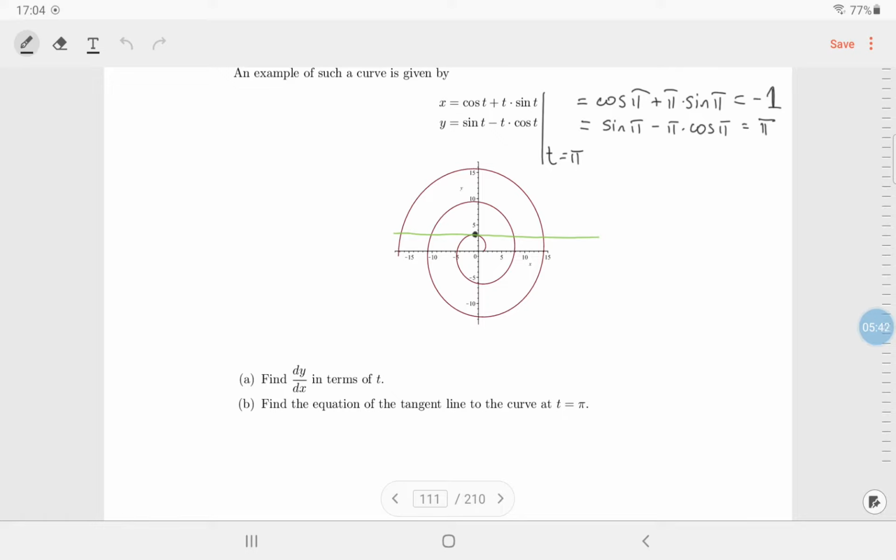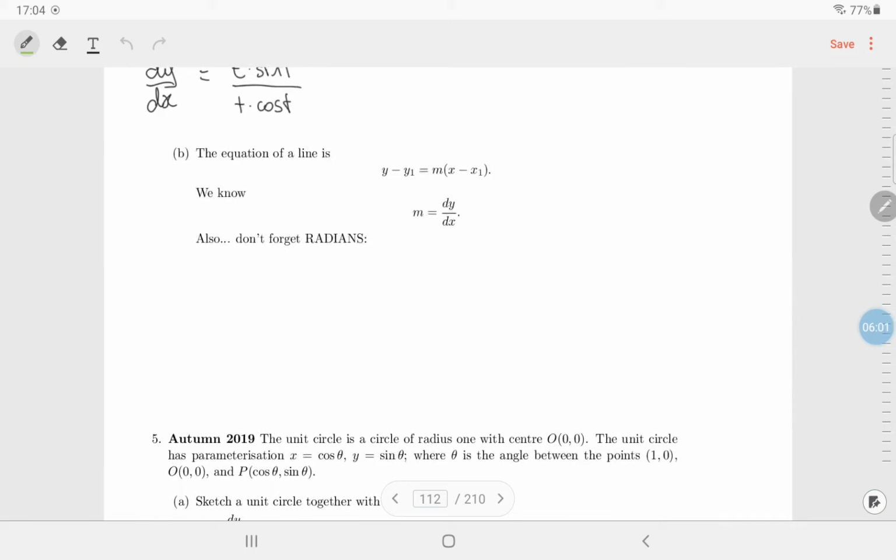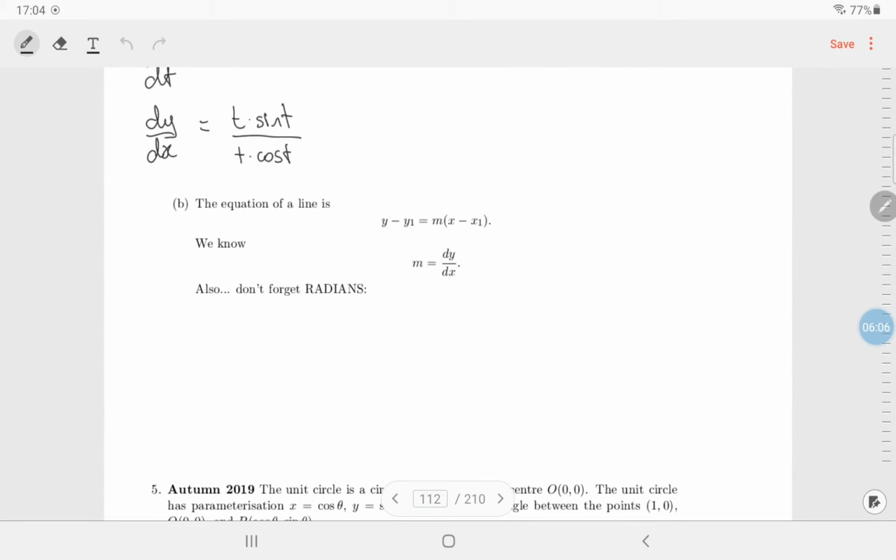And now find the equation of the tangent line to the curve at t equal to pi. Okay, so if you want to get the equation of a line, you're talking y equal to mx plus c, but even kind of before that, y minus y1 is equal to m times x minus x1. I'm sure that's on the next page, and we'll probably find those points again. And don't forget radians. So probably the easiest thing would be to go off and find the slope.